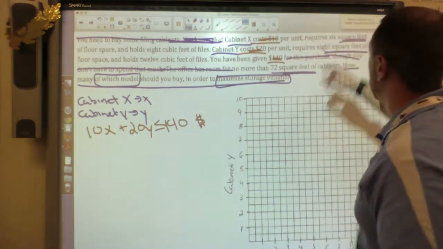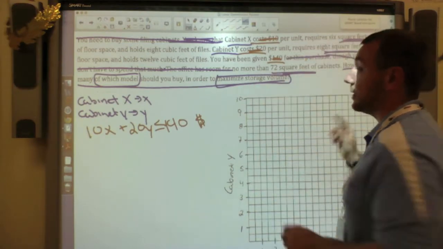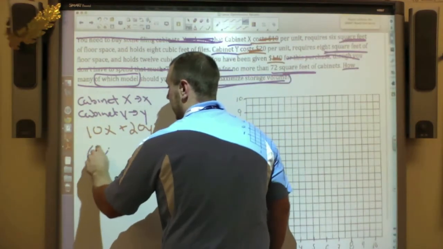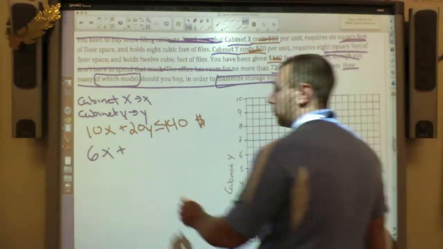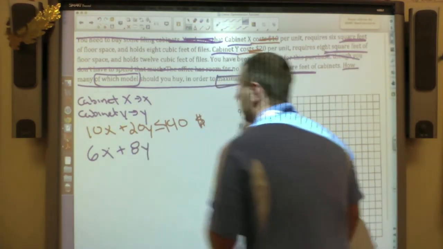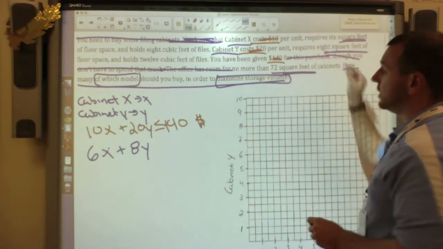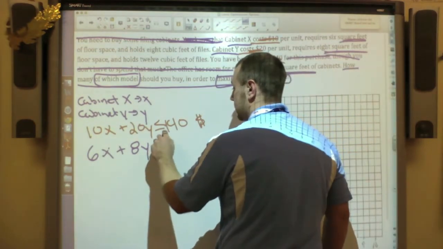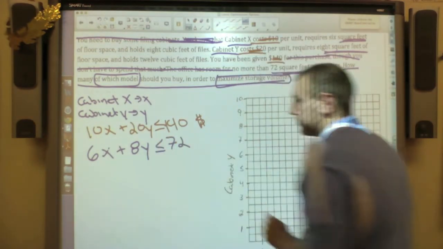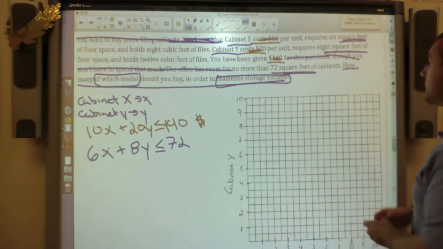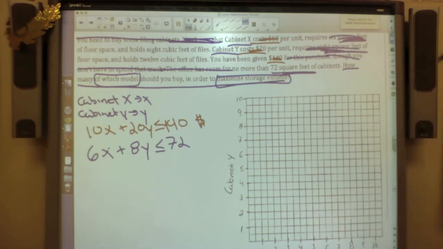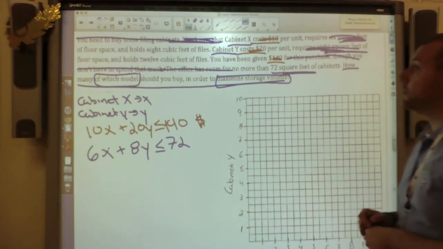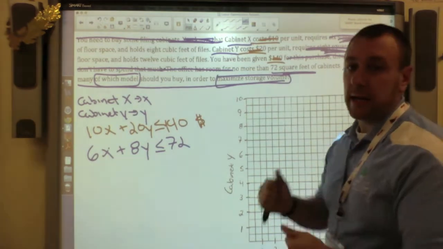Okay? So, 6 square feet of floor space. So, 6x plus 8y, no more than 72. So that has to be less than or equal to 72. All right. So now I'm done with my square feet. All right. Now I go into my third number that I have.